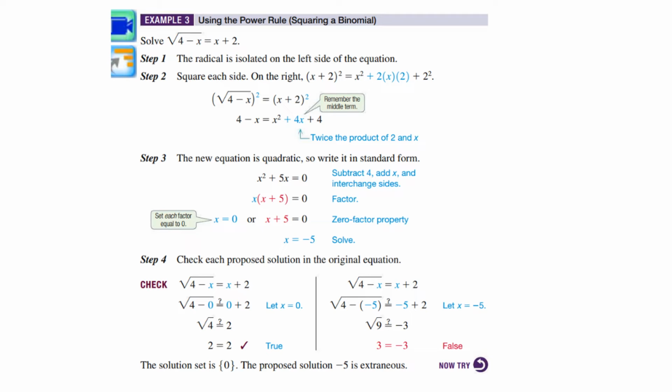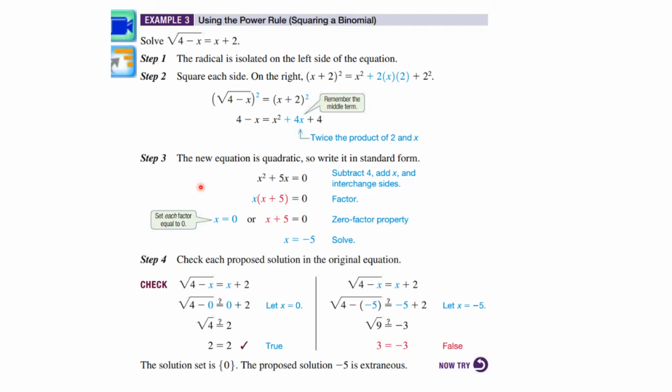Let's do another example. Now we're going to use the power rule to solve the following problem. I'm asking you to solve this. The left-hand side is the square root of 4 minus x, and the right-hand side is x plus 2. Now the radical is isolated already, so we're going to square both sides. When we square the left-hand side, we're taking the square root of 4 minus x whole squared, is equal to, but then when I square the right-hand side, I'm taking x plus 2 whole squared. So that means when I square the left-hand side, I do get 4 minus x, but on the right-hand side, I get x squared plus 4x plus 4.